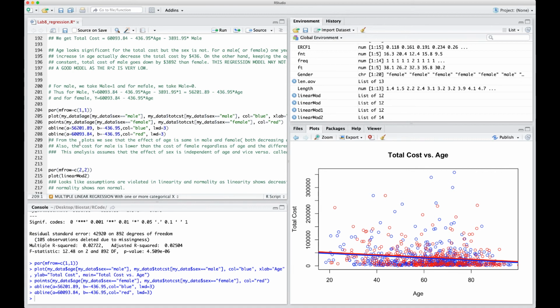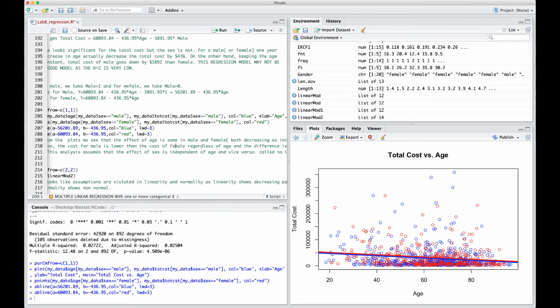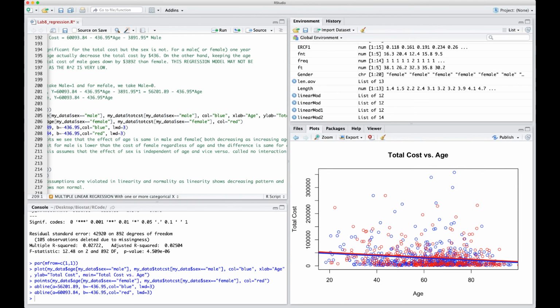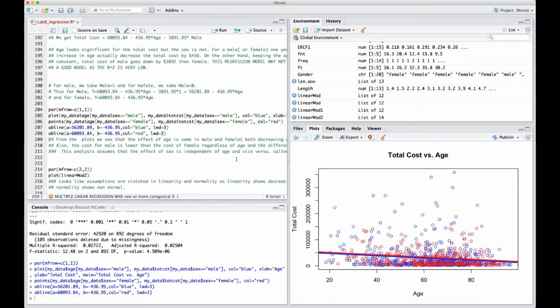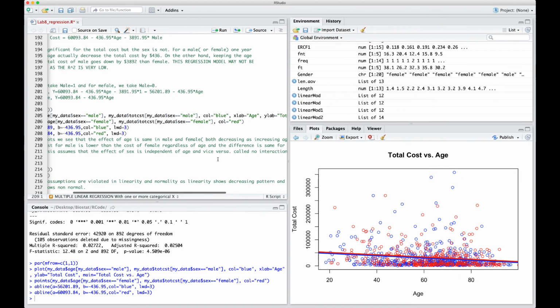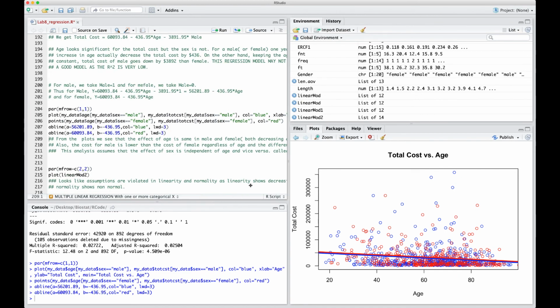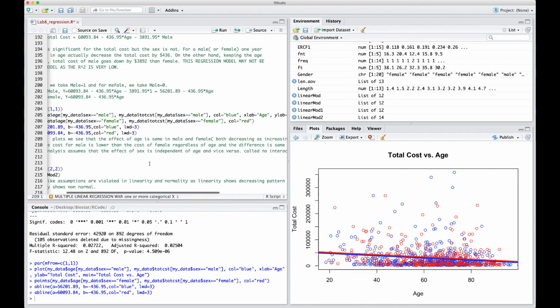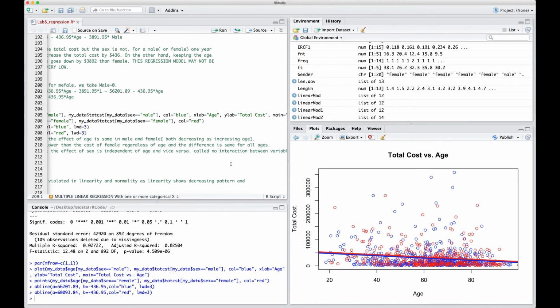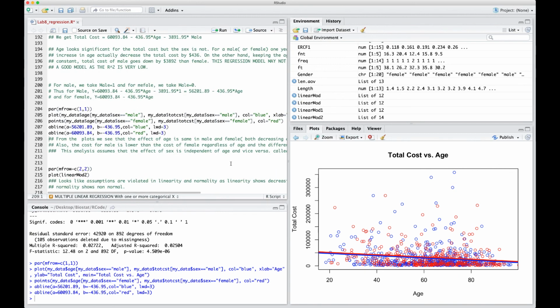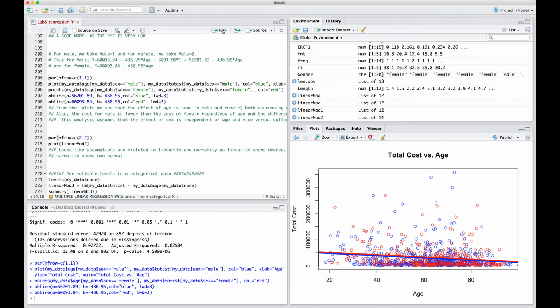From the plot, we see that the effect of age is the same in male and female. It's the same decreasing pattern for the cost. Also, the cost for male is lower than the cost for female, regardless of age, and the difference is the same for all ages. You see exactly the same difference between the cost of the male and female throughout all the ages here. This analysis assumes that the effect of sex is independent of age and vice versa, meaning that age and sex are independent of each other. This is called no interaction between the variables.